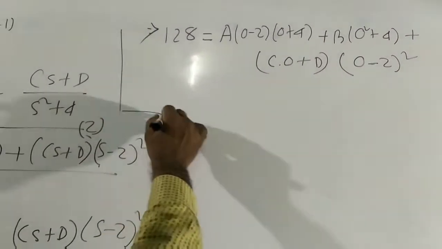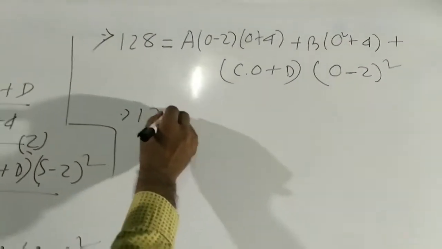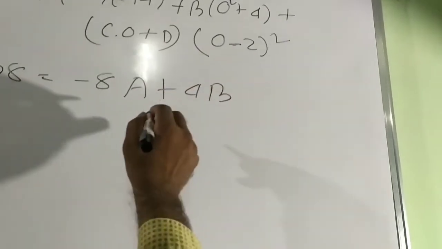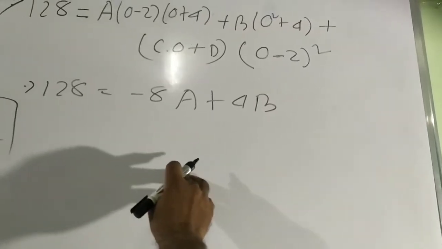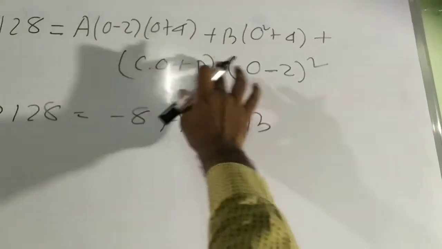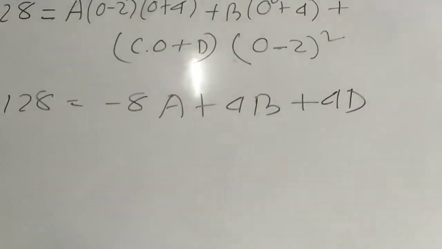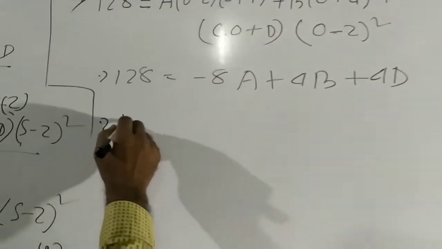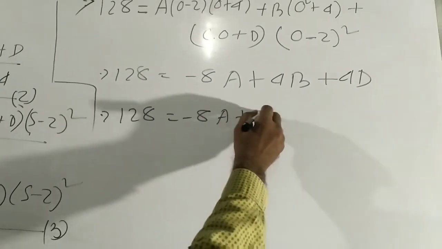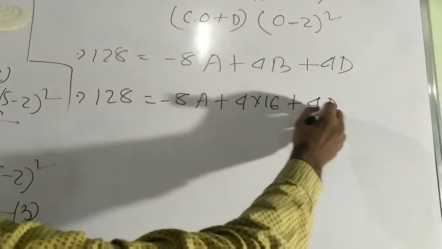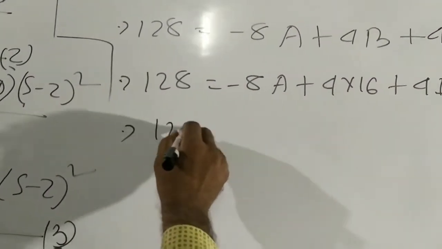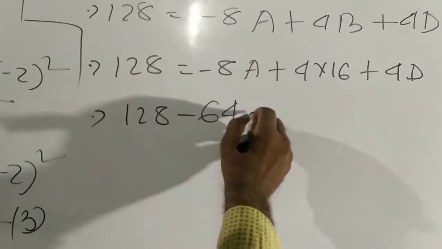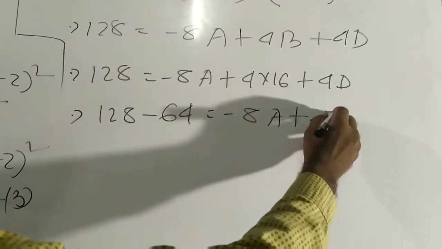If we calculate, the 128 remains the same. This is minus 8a, this is 4b, and this is 4b, and this one is 0, and this is 4d. Now putting the value of b, which is 16: 128 equals minus 8a, plus 4 into 16, plus 4d. So this is 128, and 16 into 4 is 64.